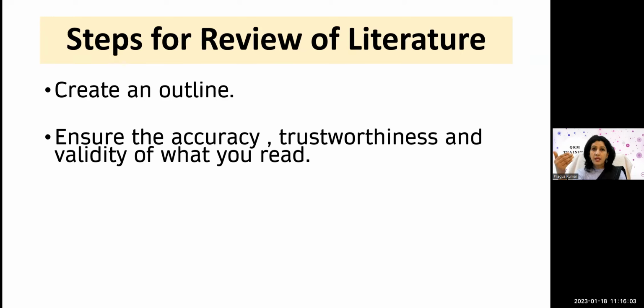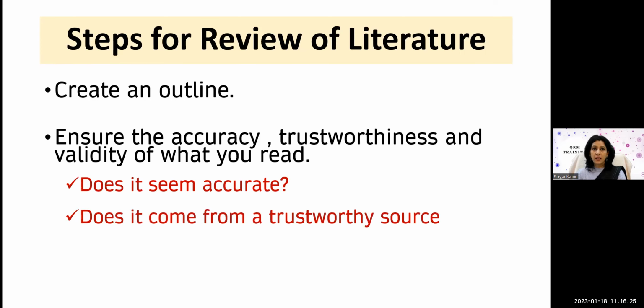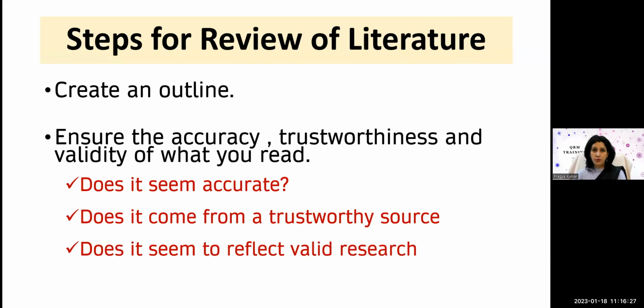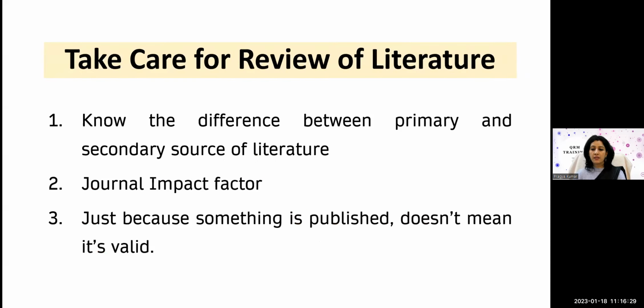What do I mean by these three words? That whatever we read in the literature, it's not always true, and we should not go by that. That is the ultimate thing. So you should see other things like the journal's impact factor, the credibility of the author, and all those things to put that as a review. So you have to see: does it seem accurate, does it come from a trustworthy source, and does it seem to reflect valid research?